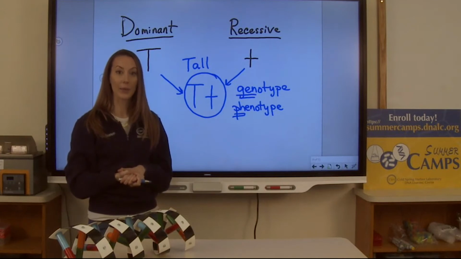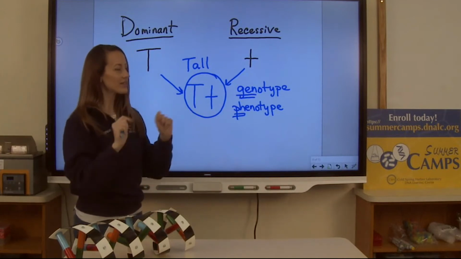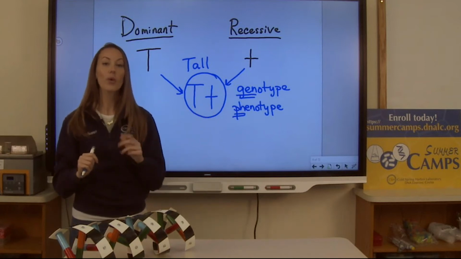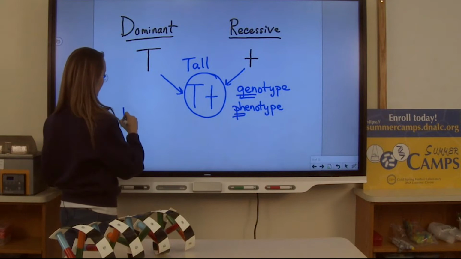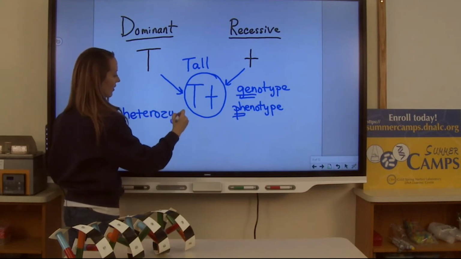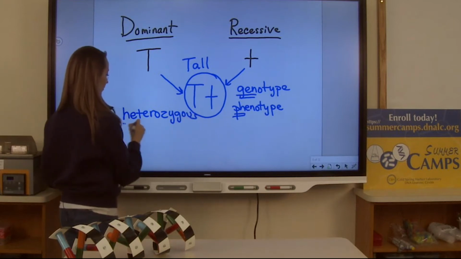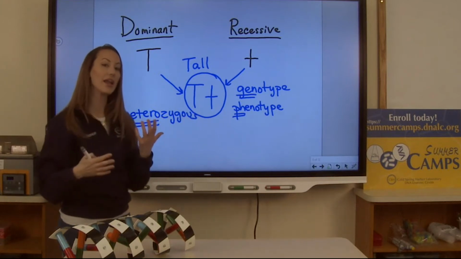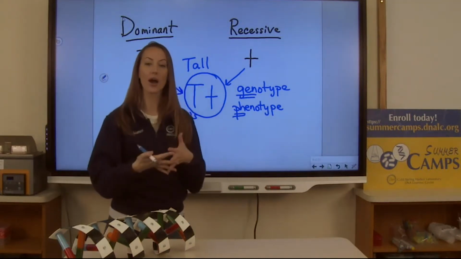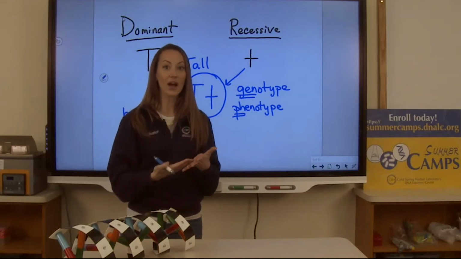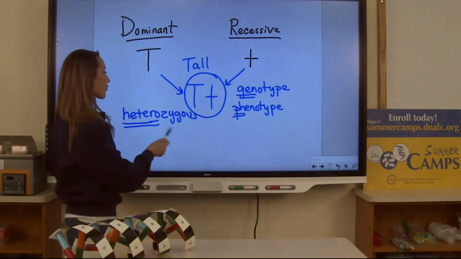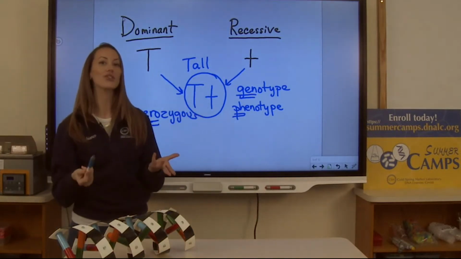Okay? Now, we're going to take it one step further. When you have two different letters, a capital and a lowercase, we call that heterozygous. That prefix hetero meaning different. Okay? This will come up a lot if you are taking living environment. They'll say, you know, a heterozygous genotype, and you're going to have to know what that means. So keep this in mind. Heterozygous means the letters or the alleles are different.